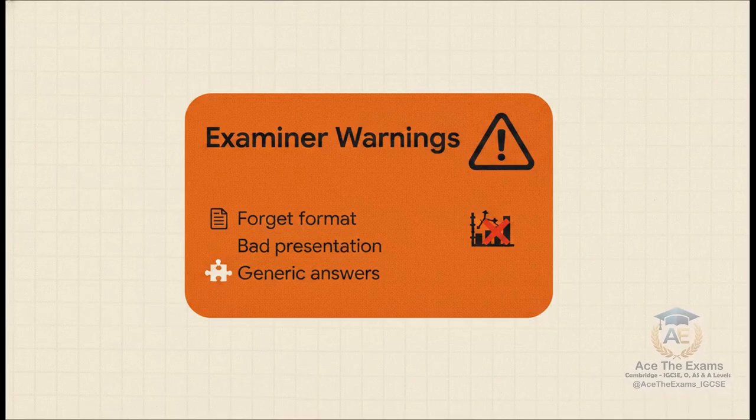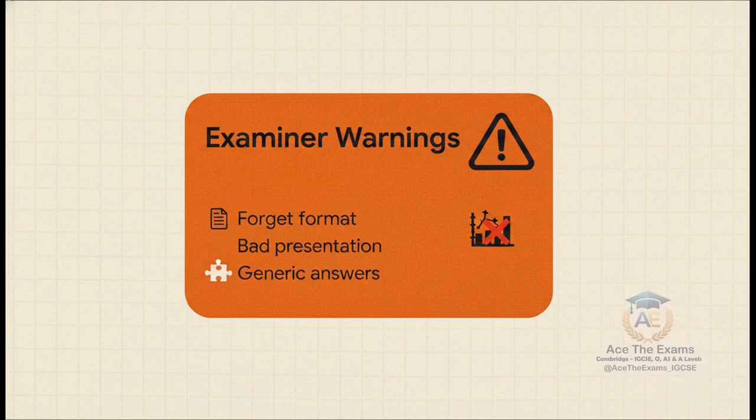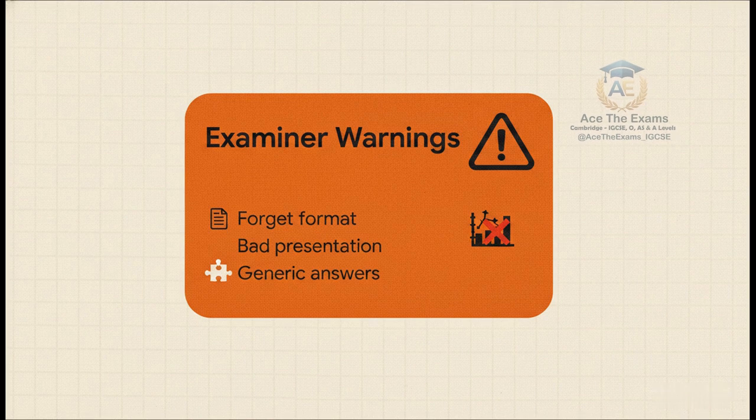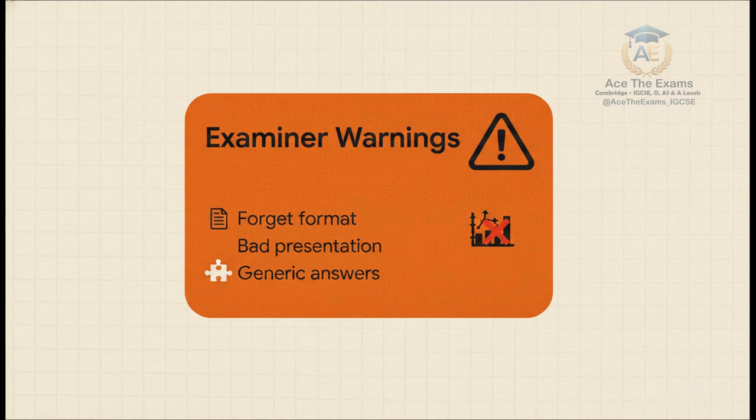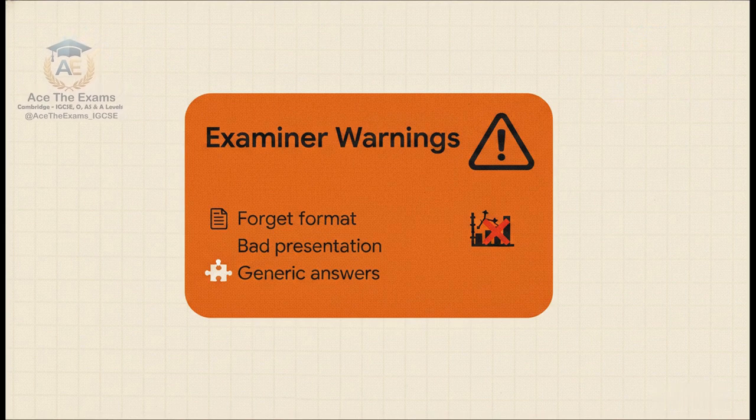Now, what's really interesting when we break down the psychology of this mistake is that 3 top examiner warnings emerge straight from Cambridge. Number 1, candidates forget to include the proper format. Number 2, they forget to check their presentation, meaning their graphs are a bit sloppy or just incomplete. And number 3, they provide generic answers that aren't specific to the context given in the question. Honestly, I highly recommend using this as a mental checklist every single time you encounter a graphing question.